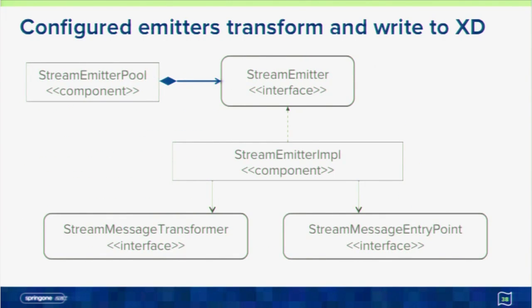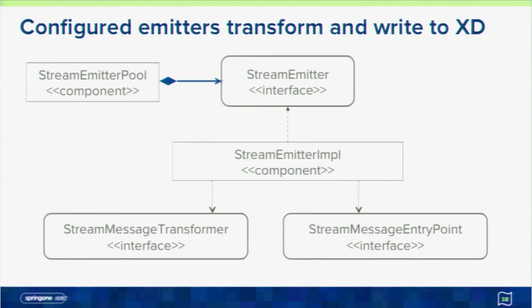So for those of you that love UML, here's a high-level view. The idea was that now applications could have a pool of what we called stream emitters. A stream emitter was the client-side part that was emitting data out. Think of it like channels in Spring Integration. Via the stream emitter implementation, we could attach a transformer and what we call a stream message entry point. From the application's perspective, it's the door out, but from Stream's perspective, it's the entry point.